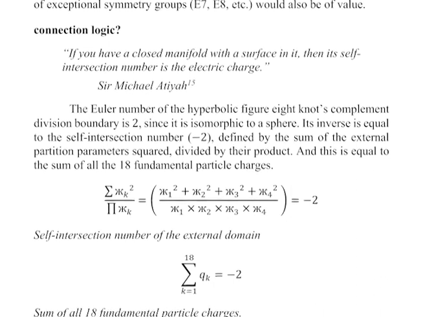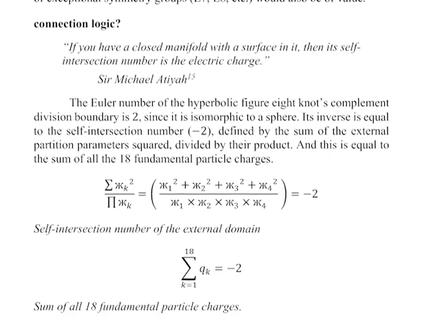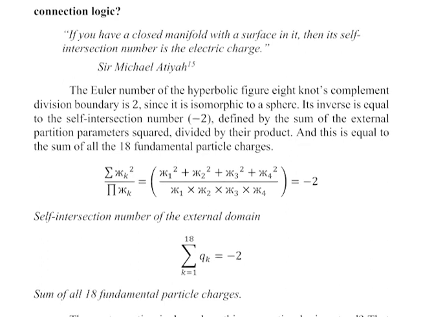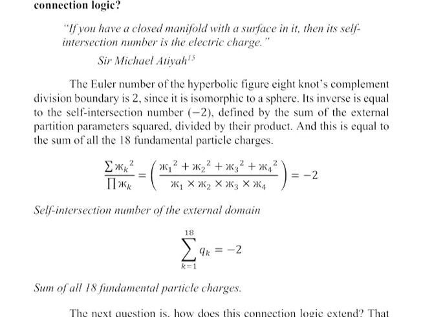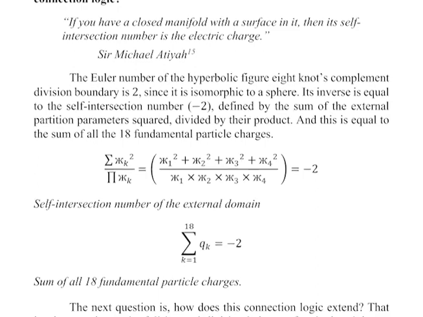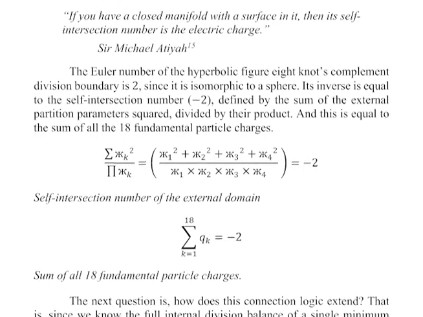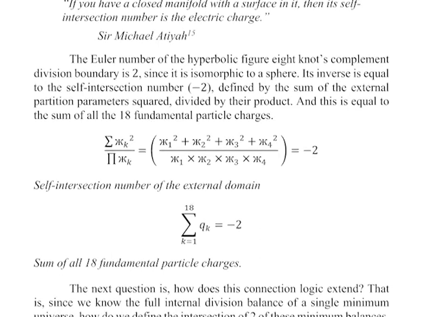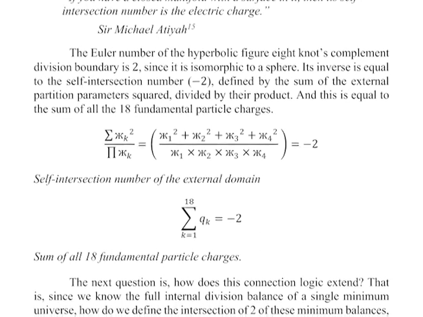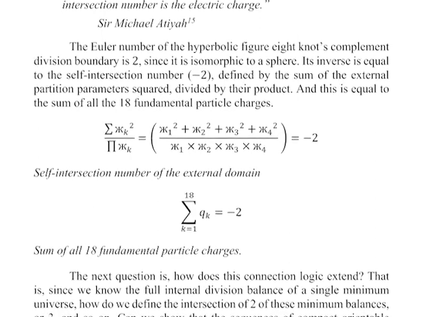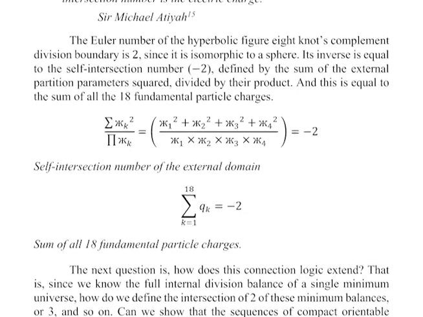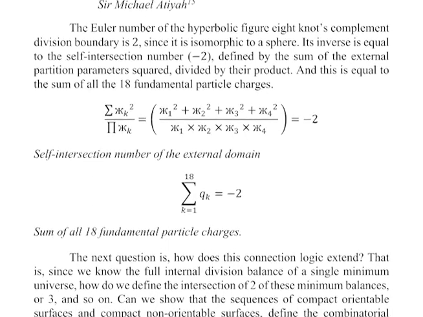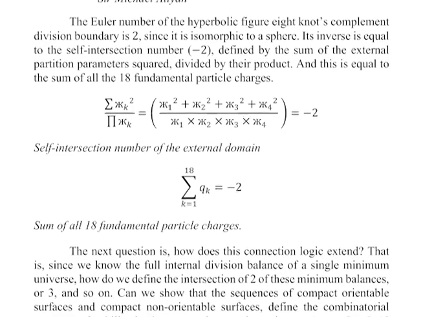Let me start with a quote by Sir Michael Atiyah. If you have a closed manifold with a surface in it, then its self-intersection number is the electric charge. The Euler number of the hyperbolic figure eight knot's complement division boundary is 2, since it's isomorphic to a sphere. Its inverse, therefore, is equal to the self-intersection number of -2, defined by the sum of the external partition parameters squared, divided by the product of those partitions. And it turns out that this is also equal to the sum of all the fundamental particle charges.